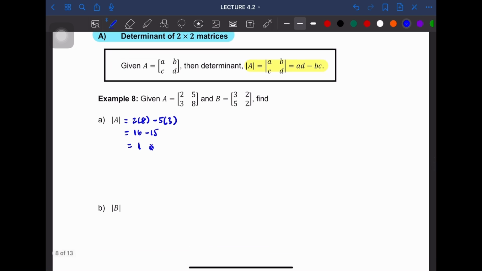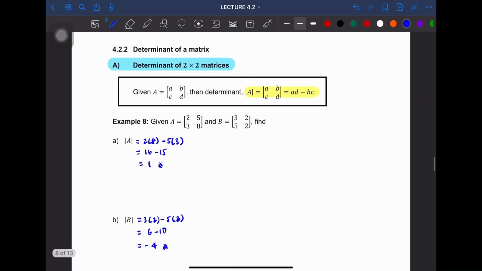The same goes for matrix B. We have 3, 2, 5, 2. The formula is ad minus bc. So 3 multiplied by 2 minus 5 multiplied by 2. So 6 minus 10 is equal to negative 4. This is how you find the determinant of a 2 by 2 matrix.